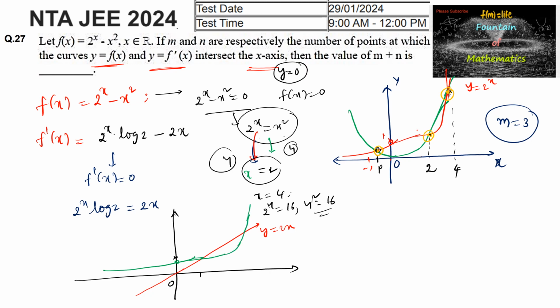So this is how the graph comes, and clearly we can say that there are 2 points, say x1 and x2, at which the line 2x and the graph 2 power x log 2 intersect. So from here we can conclude that the value of n is equal to 2. So the answer to the question, what is the value of m plus n, is 3 plus 2, which is 5. So 5 is the answer.